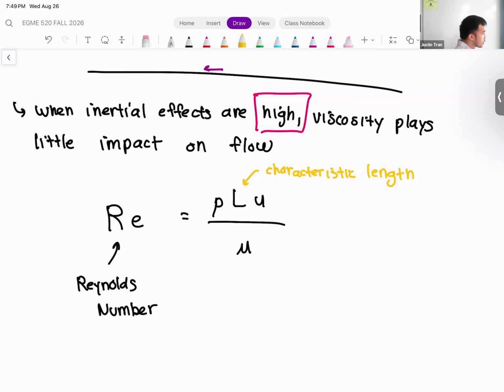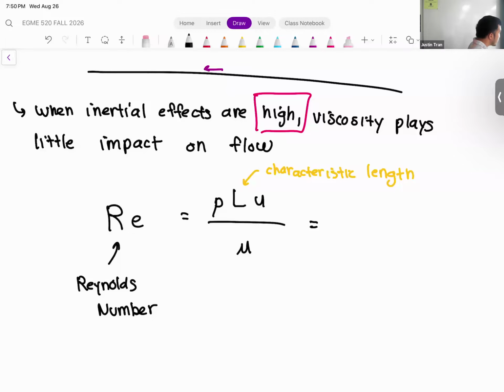All right, and if you work out the units for this, you multiply all the units in the numerator, well, the denominator is only one unit. You'll see that they cancel out. So this Reynolds number is dimensionless. So that's probably something that you covered in your introductory fluids class.